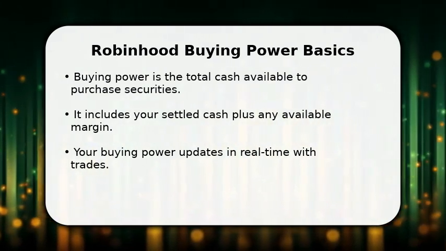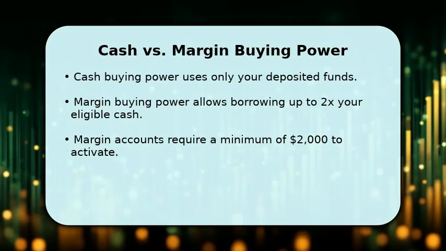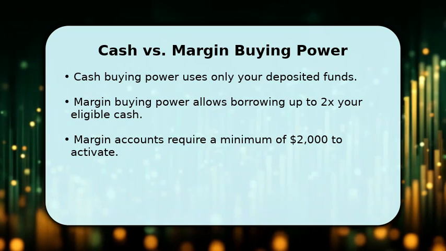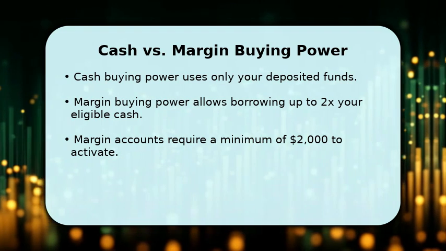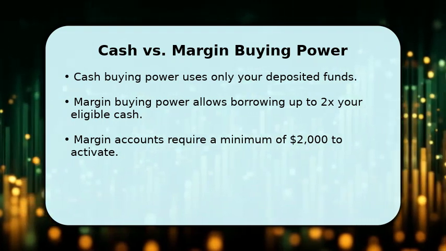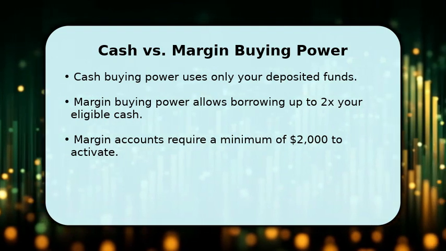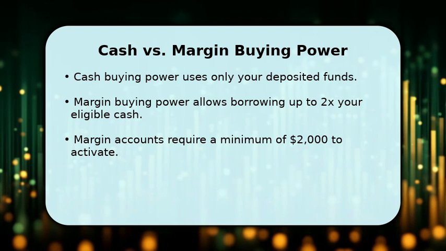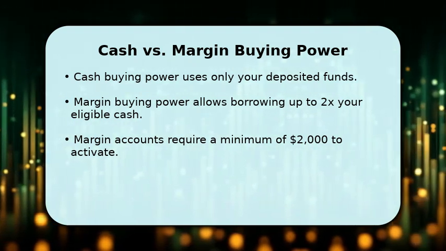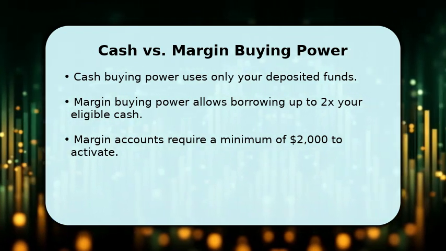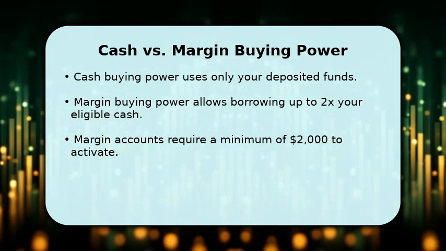Your buying power updates instantly with every transaction, so always check it. Robinhood offers two main types of buying power, cash and margin. Cash buying power is straightforward, using only the money you've deposited and that has settled. Margin buying power, available with Robinhood Gold, lets you borrow funds to increase your investment capacity, often up to 2 times your eligible cash. Remember, margin accounts require a minimum of $2,000 to activate, and borrowing incurs interest.